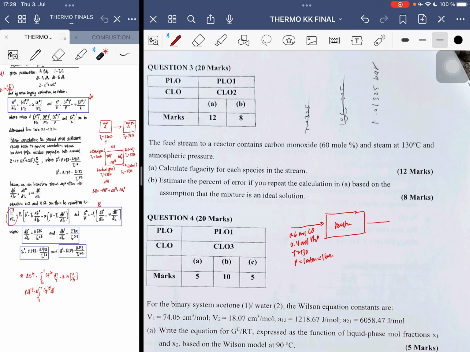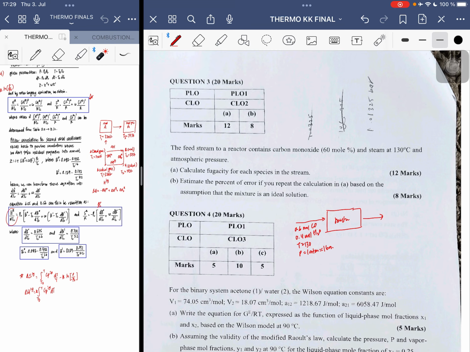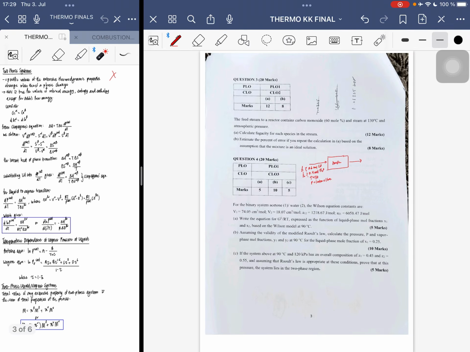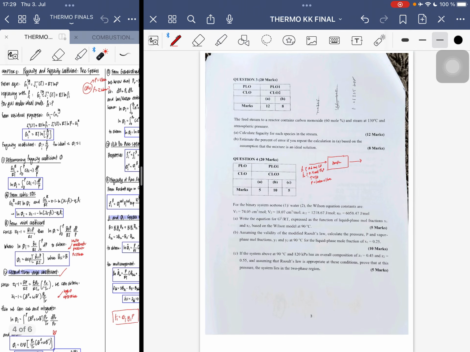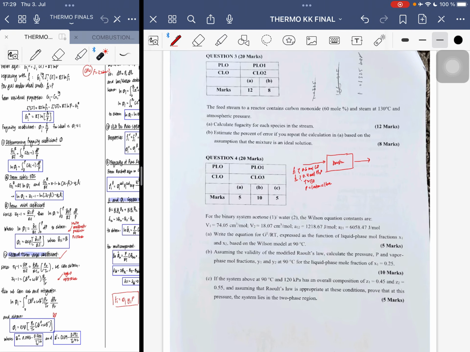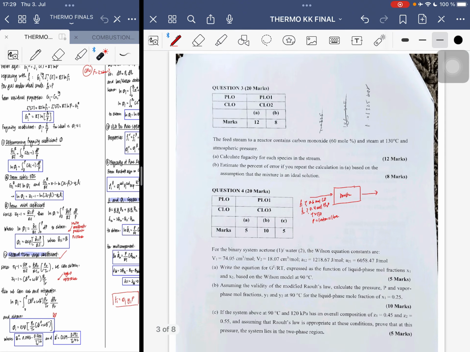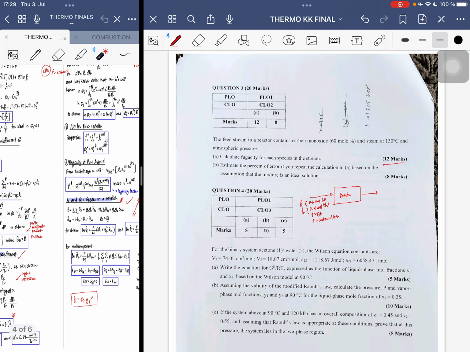And it goes to the reactor and whatever, because the output doesn't matter, because they only want the input stream, the feed stream. So they want the fugacity for each species here. So they want f1 and f2. What is it? For fugacity, it's really simple. Don't complicate it.